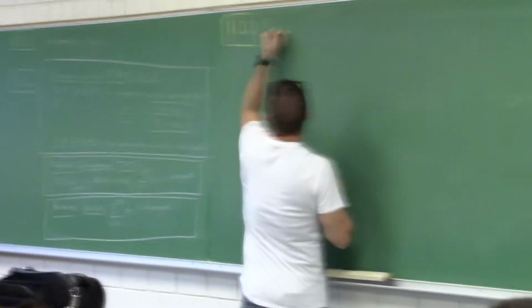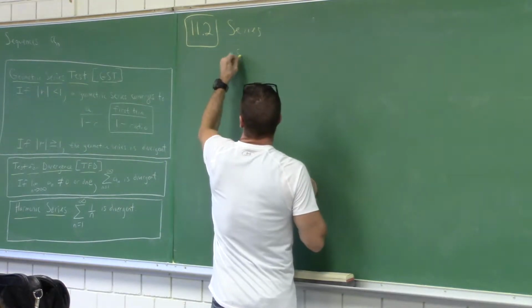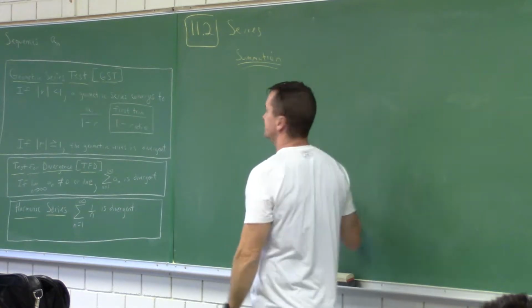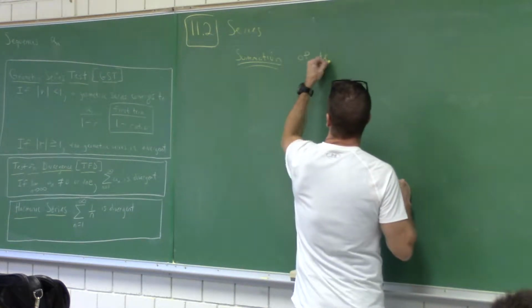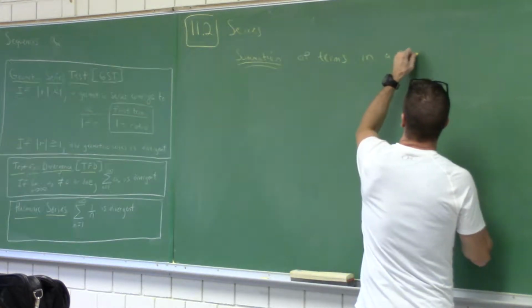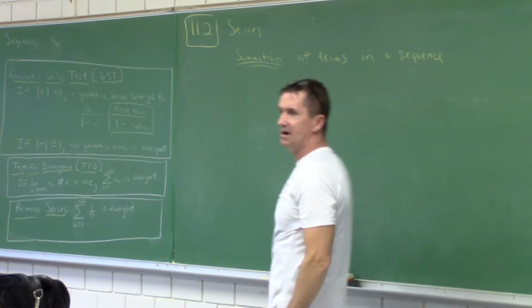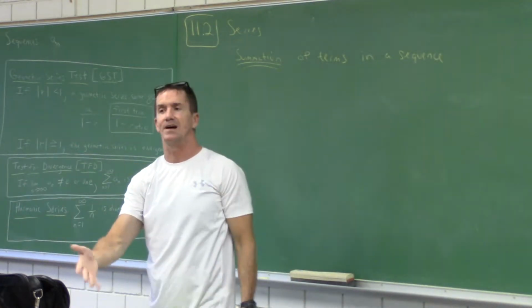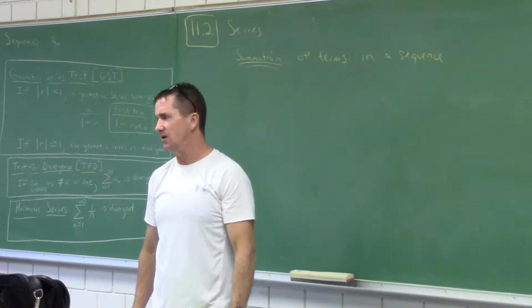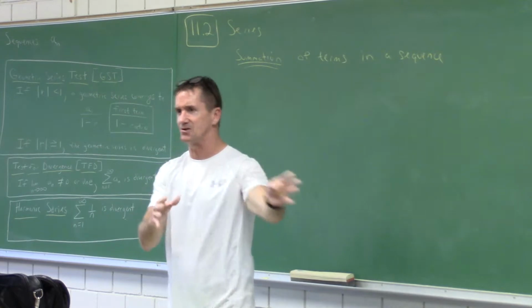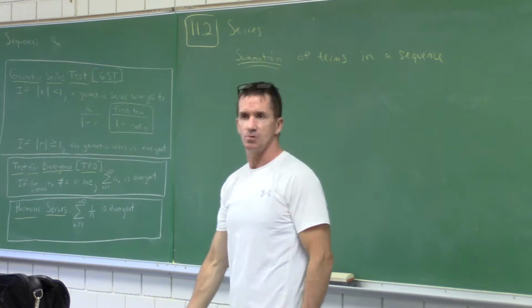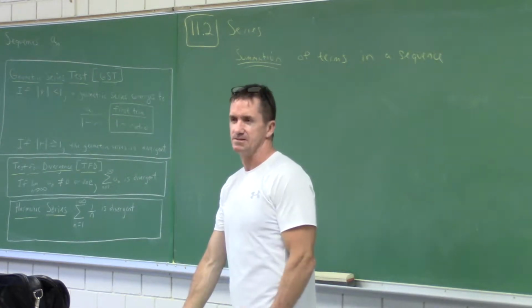Series is a summation. Adding summation of terms, those were the y values, in a sequence. And from here on out, 11.2, 11.3, 11.4, 11.5, 11.6, we're just going to look at series. How do we determine whether those converge or diverge? We're just going to be adding numbers, right? We want to know if you keep adding the numbers, do you converge to a number, or does it just explode towards infinity? So we use specific tests for this.